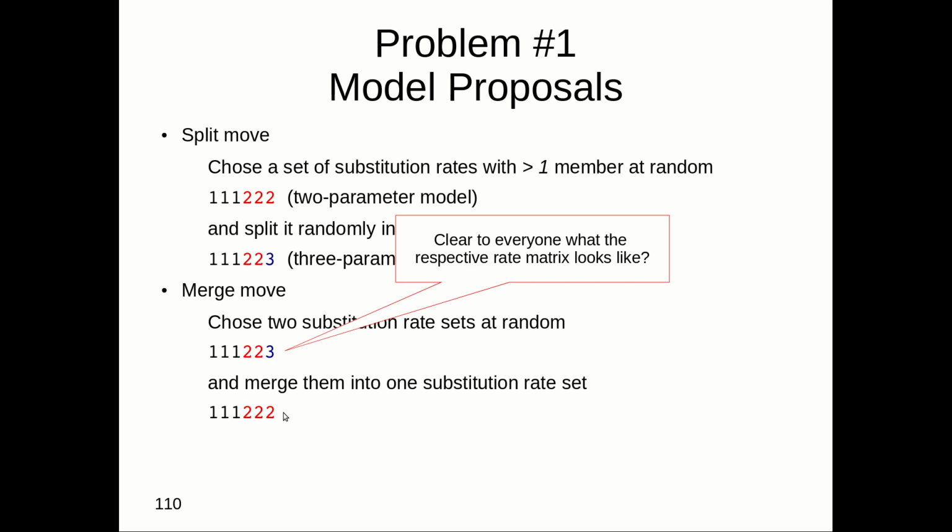Okay. So here the question again, which we can also discuss at the online meeting, is: is it clear to everyone what the respective rate matrix looks like? Given such a string, could you actually draw the respective rate matrix? This is something to solve with pen and paper.